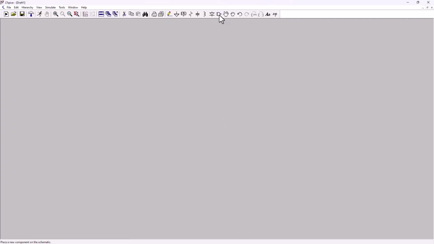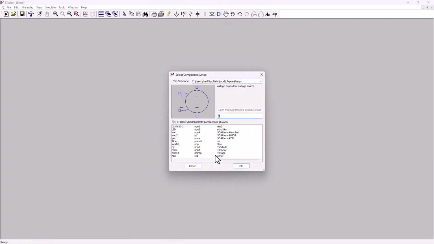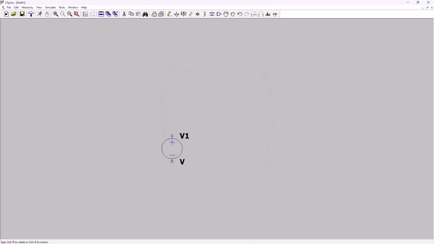So the first thing we need is obviously the voltage source. So I'm going to go ahead and take the voltage source. Then we also need a resistance. We already explained the reason why we need a series resistance in the circuit.